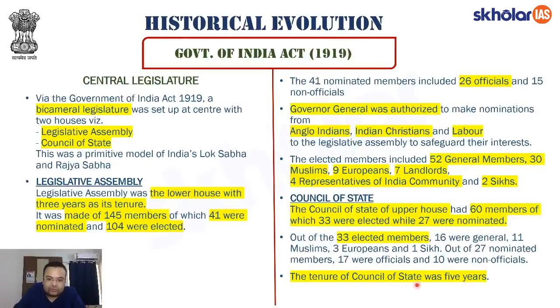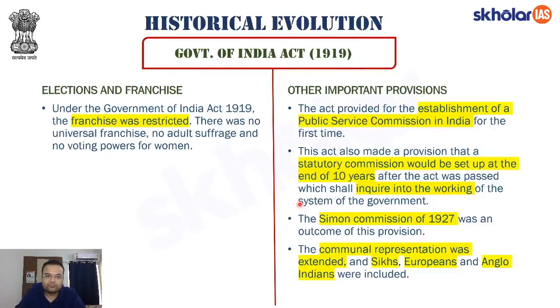The tenure of Council of State was 5 years. This is a very important point that you need to keep in mind, that the tenure that was given to Council of State was 5 years, unlike Legislative Assembly where the tenure was 3 years. This point is very important. Please keep it in mind.